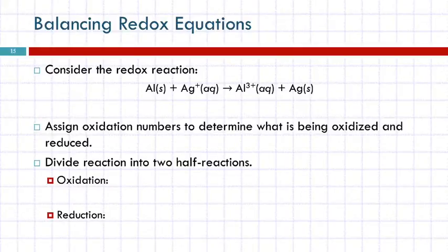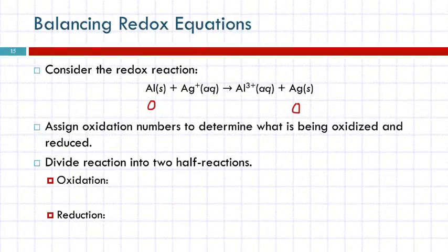So first, we're going to assign oxidation states so that we can clearly identify what's being oxidized and what's being reduced. The oxidation state assignment here is pretty easy. We have 2 elements, right? Aluminum, so that's a 0. And in the products, we have silver with a 0. We could do this without oxidation states, but we're going to practice.